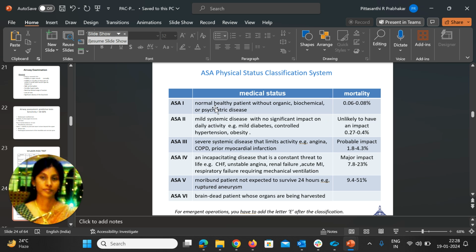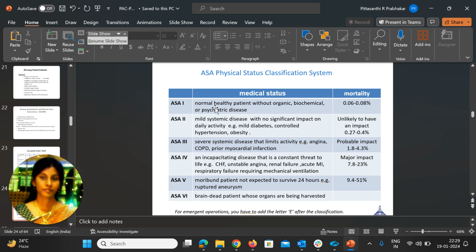ASA grading system, where it is classified till ASA grade 6. ASA 1 is the normal healthy patient without organic, biochemical or psychiatric disease. Mortality 0.06 to 0.08%. ASA grade 2 is a mild systemic disease with no significant impact on daily activity, like mild diabetes, controlled hypertension, obesity. So unlikely to have an impact, 0.27 to 0.5%.